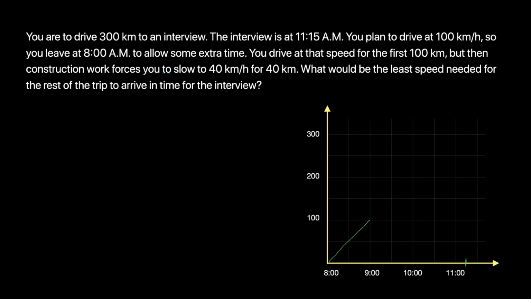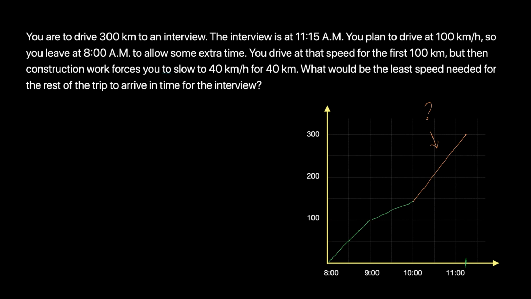Actually, it's going to take him 1 hour to cover that 40 kilometer distance. So 40 kilometers somewhere here, like that. All right. What would be the least speed needed for the rest of the trip to arrive in time for the interview? So we want to figure out, if we make a straight line from here till here, what is the gradient of this graph? That's the visual approach to it.